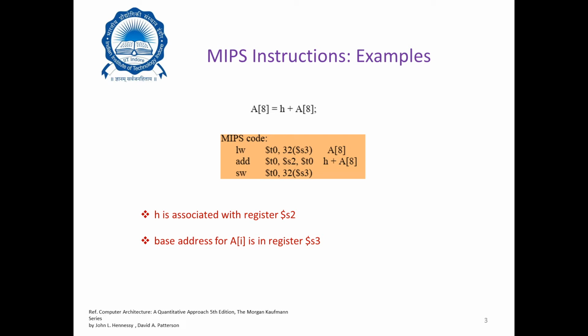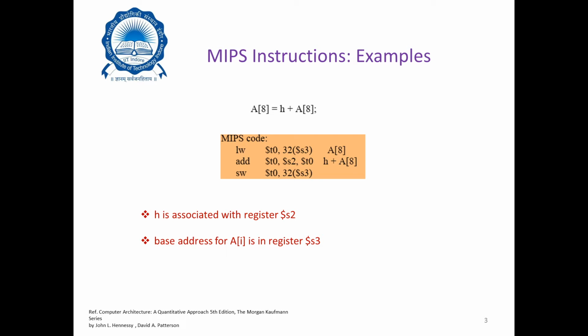So what we have done is add the content of the base address with 32 to get the effective address, and from there the word is loaded into $t0. Once the word is loaded into $t0, it is added with the value of $s2, because $s2 is associated with the variable h. Once that is done, the result is stored back into $t0, and this $t0 has to be stored back to memory. So we are again using sw. It's a combination of lw and sw: we load from memory onto the register, and at the end we store it back onto the memory from the register.